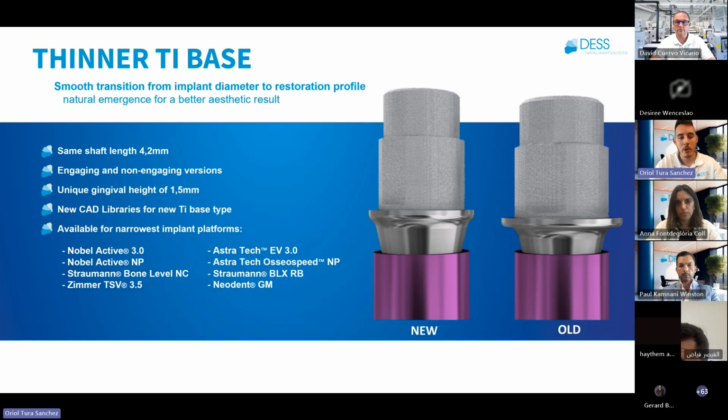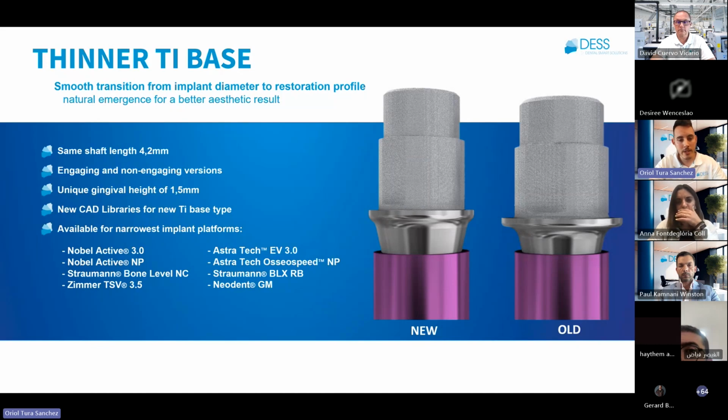Obviously, those tie bases will be offered in engaging and non-engaging versions. In an initial step, we only will release them in a unique gingival height of 1.5 millimeters, but sooner than later, we will release other gingival heights for sure because it's needed for different cases. Those tie bases are being included in the new libraries already, and I will show you later how to recognize the new type of tie bases and the old type.